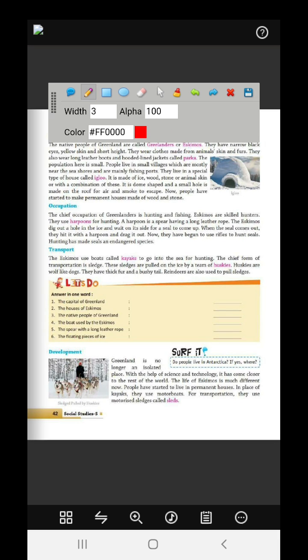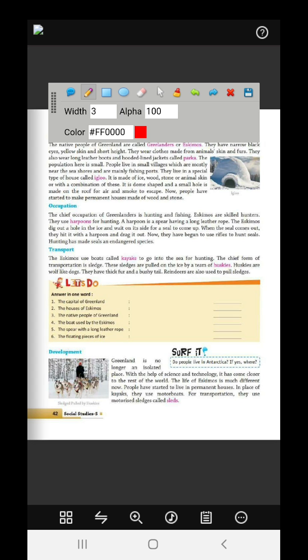Now, what are the native people of Greenland like? The native people of Greenland are Eskimos or Greenlanders. Eskimos, you must have heard this term. They have narrow black eyes, yellow skin and short heights. They wear clothes made from animal skin and furs, because plants are not there to serve them.